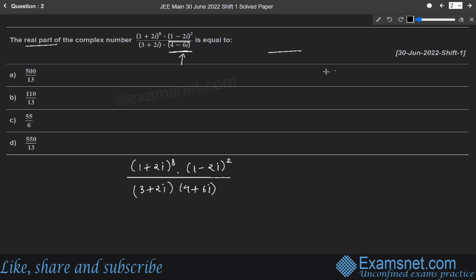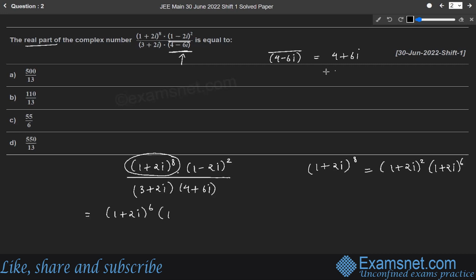The concept here is that the conjugate of 4 − 6i is equal to 4 + 6i. Okay. So we have this expression. Now let us split the power of 8 into two parts. Let us write (1 + 2i)^8 as (1 + 2i)^2 and (1 + 2i)^6. So it will be (1 + 2i)^6 into (1 + 2i)^2 into (1 − 2i)^2 divided by (3 + 2i) into (4 + 6i).